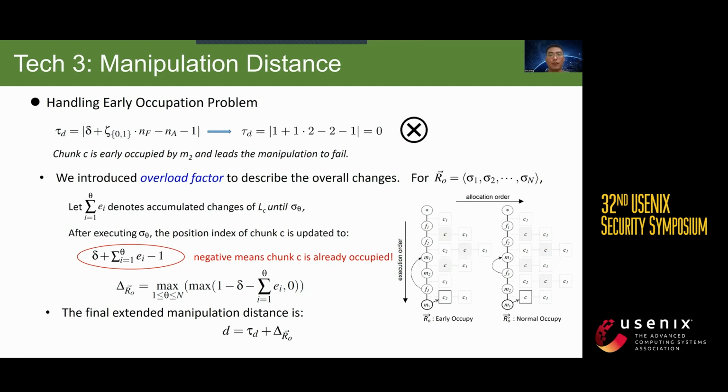To deal with this, we introduce the overflow factor, which depicts the change of the target free list. This denotes the accumulated changes of LC until sigma theta. The position index of chunk C is updated as this value. If this value is negative, it means the chunk C is occupied early. We get all negative values of this and find the maximum absolute value as the final overflow factor.